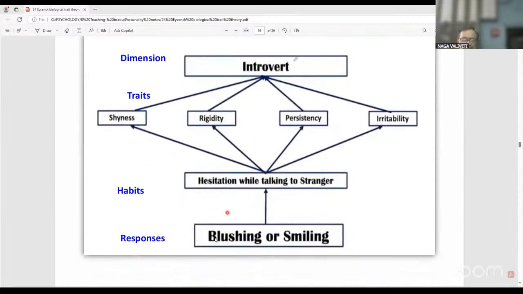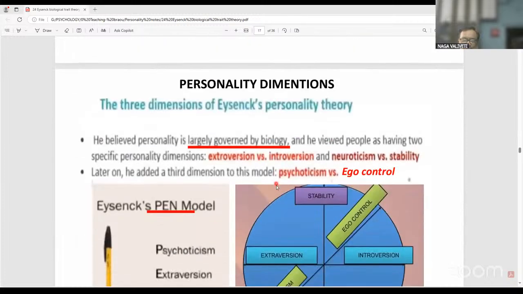For the introvert, initially they won't meet the eye, just a smile, the face will become bluish, something like that. Then they are hesitant to talk. From these different places, introverts get shyness, rigidity, persistency, and irritability. The dimension will be extrovert.